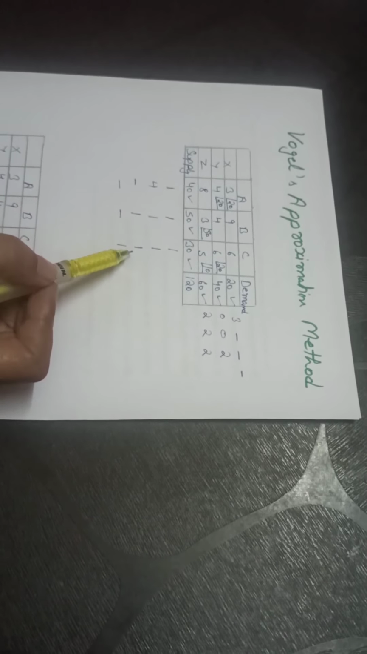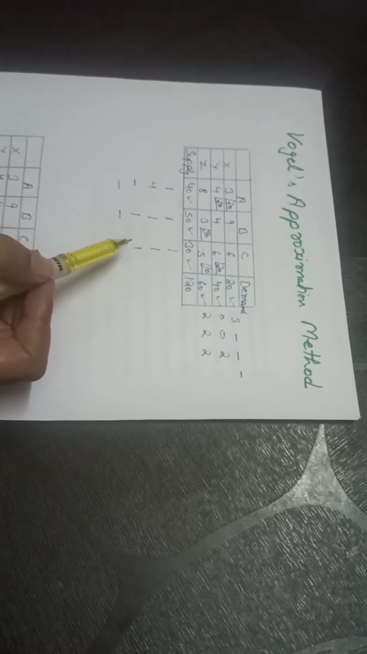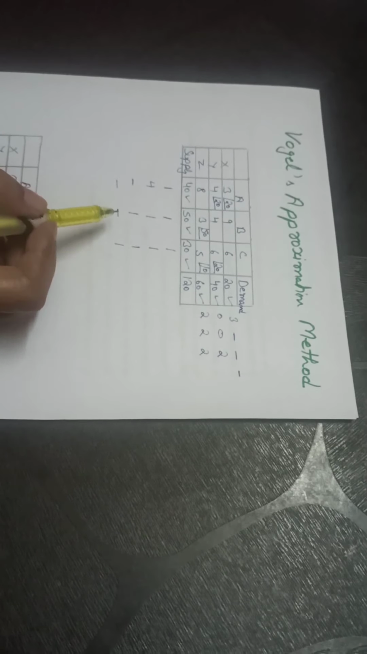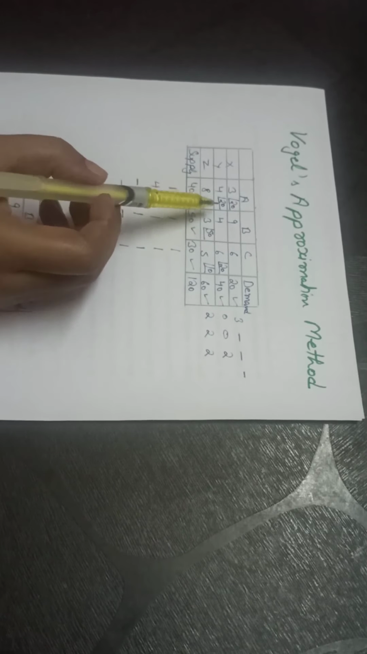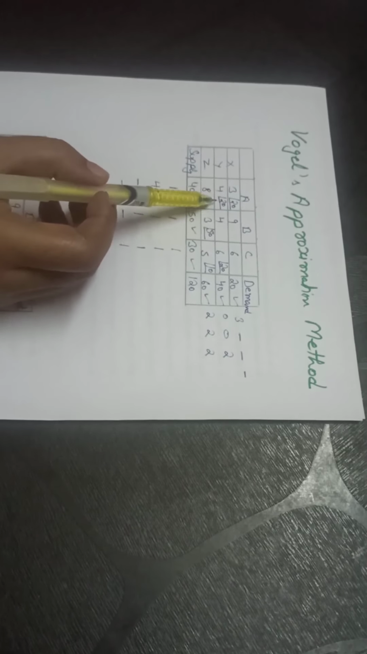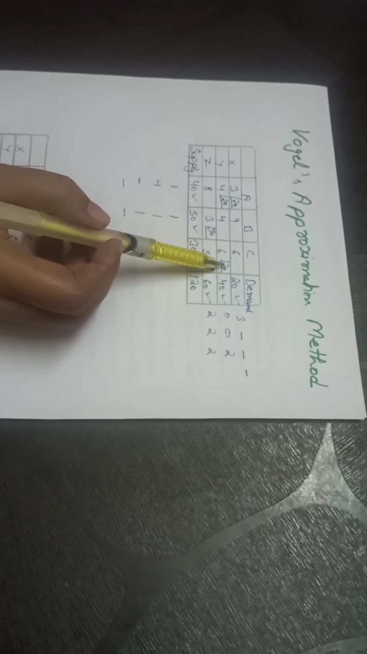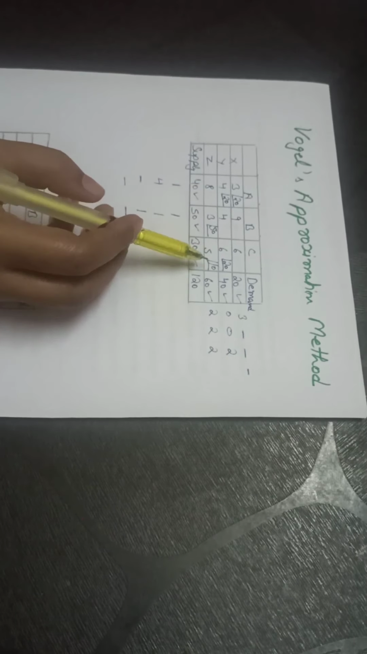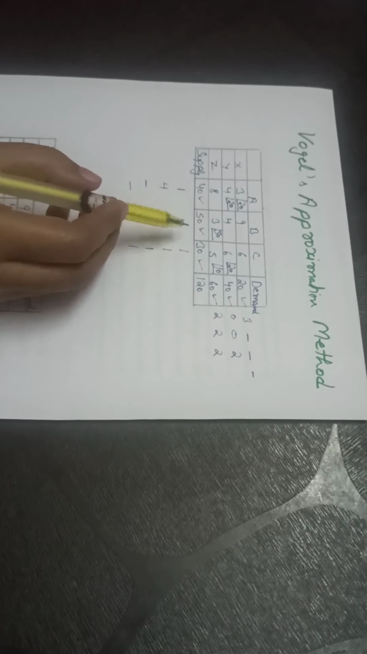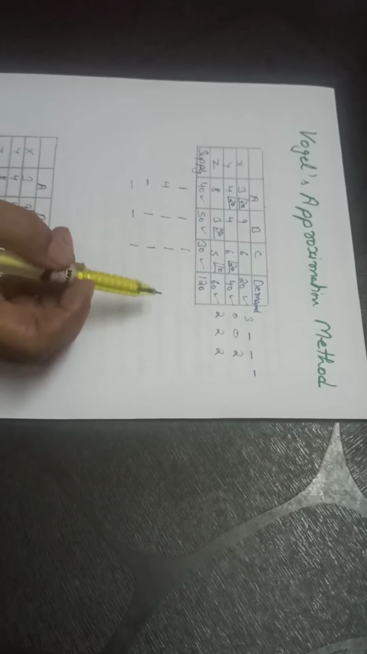Now we will make the ui plus vj matrix, and we will make that matrix by also finding ui and vj values. First of all, we will check our number of allocations. In this method, number of allocations are 1, 2, 3, 4, 5. We have 5 allocations, which is equal to m plus n minus 1, row plus column minus 1. So we can move to the next step of finding ui and vj values.